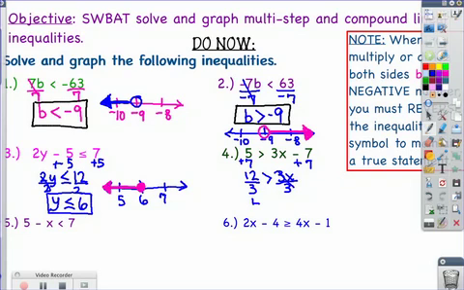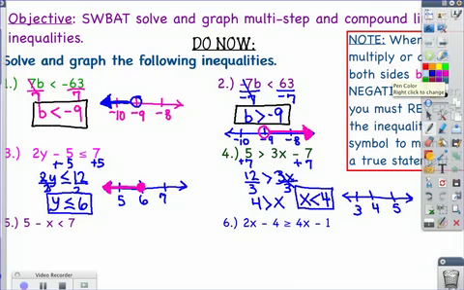For our final answer, we want the variable on the left, so we switch everything around. Our final answer, x is less than 4. Draw the number line. Less than 4 means that 4 is not included so I have an open circle shaded to the left.